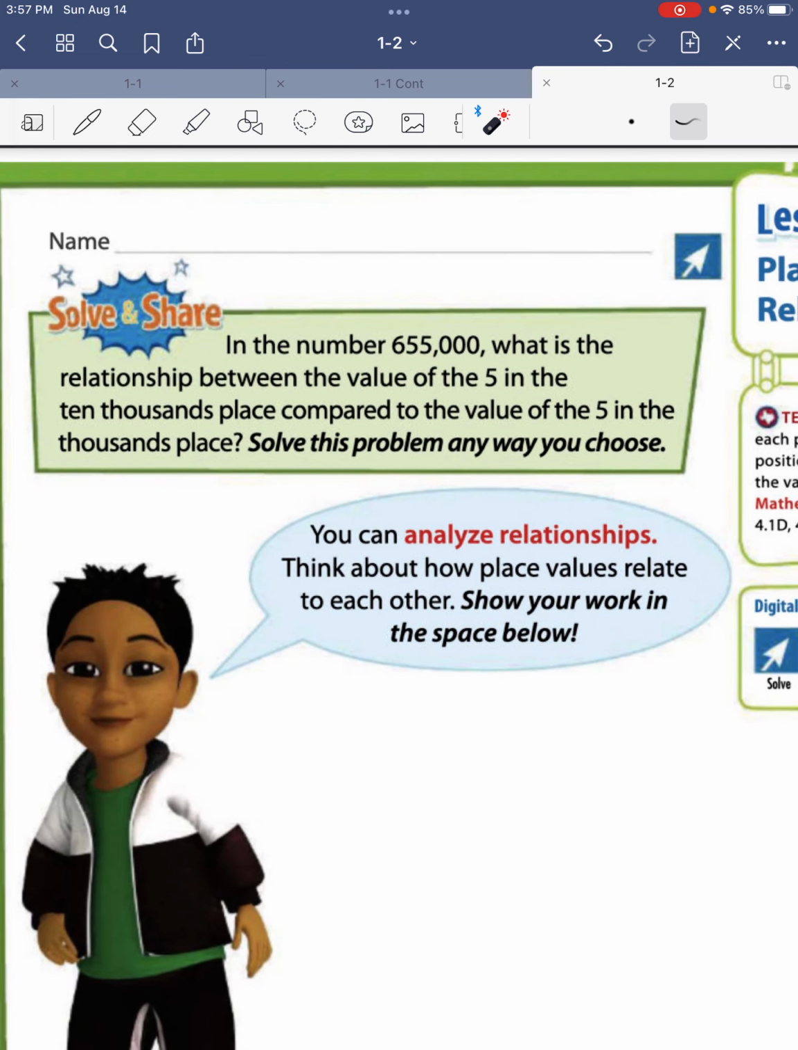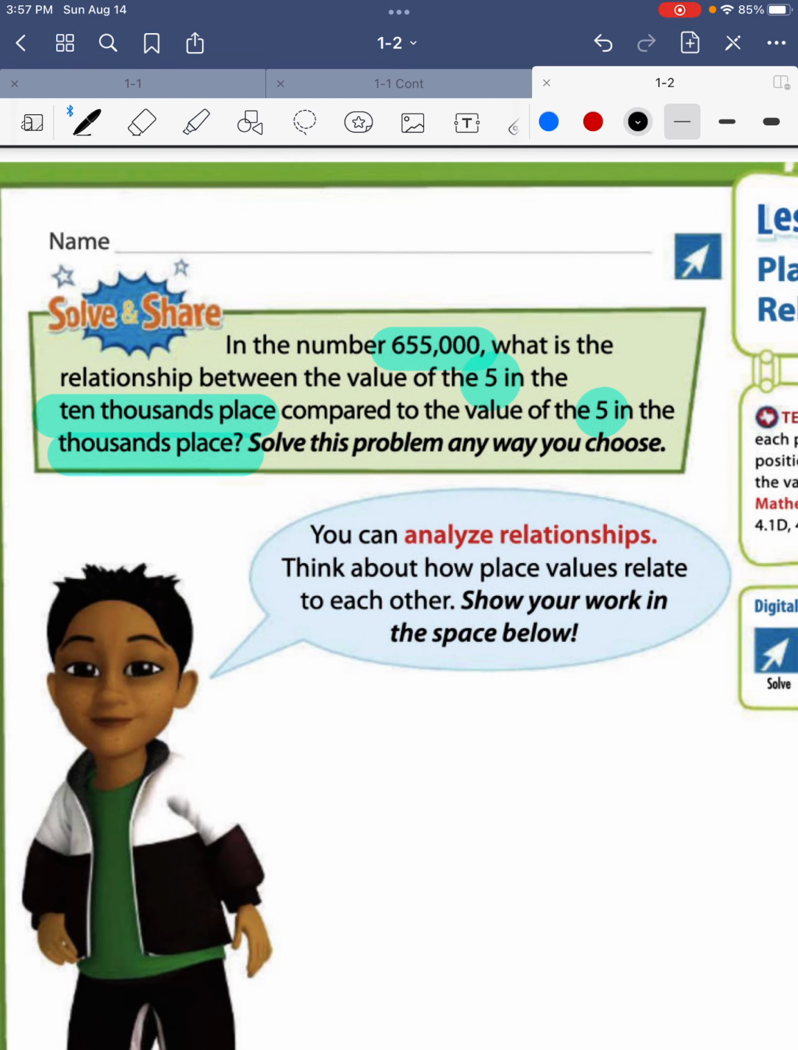Okay, so the problem says, in the number 655,000, what is the relationship between the value of the 5 in the 10,000s place compared to the value of the 5 in the thousands place? So they're giving us this number, 655,000, in standard form. It's a regular number. And they want to know the relationship between the 5 in the 10,000s place compared to the value of the 5 in the thousands place.